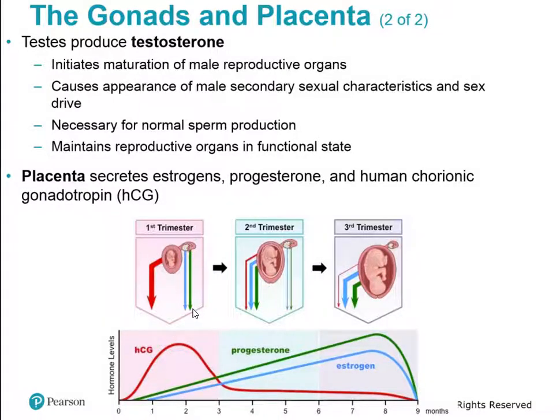So this is just showing kind of how different hormones are released throughout development, throughout pregnancy. So initially, the placenta is going to secrete the HCG, and the ovary is going to secrete the majority of the progesterone and estrogen. So as the placenta develops, it will start to take over that progesterone and estrogen production until ultimately in the third trimester, all hormone production is coming from the placenta and no longer from the ovaries.